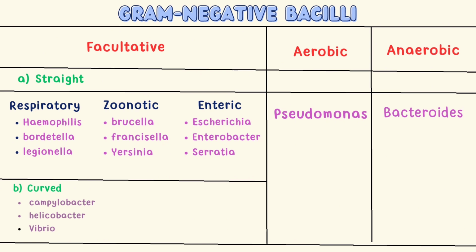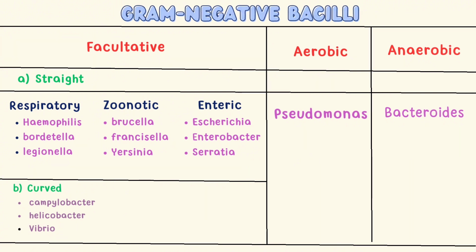Facultative means that the bacteria doesn't necessarily require oxygen. They can survive in the presence of oxygen or in the absence of oxygen. Aerobic are the bacteria which strictly require the presence of oxygen for their growth, and anaerobic bacteria are those which don't require oxygen. They can survive only in the anaerobic environment without oxygen.